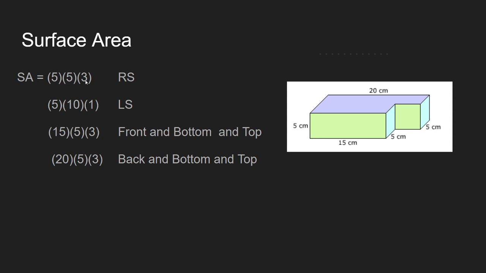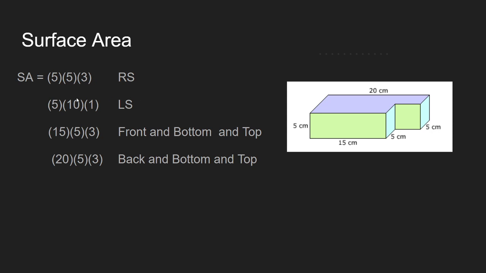So 5 by 5 by 3 is the surface area of the right side, which I'm indicating with RS here. We have a 5 by 5 square, and there are 1, 2, 3 of those squares. I know the height because that's shown over here. So we have 5 by 5 multiplied by the 3 squares. So that's 5 by 5 by 3.